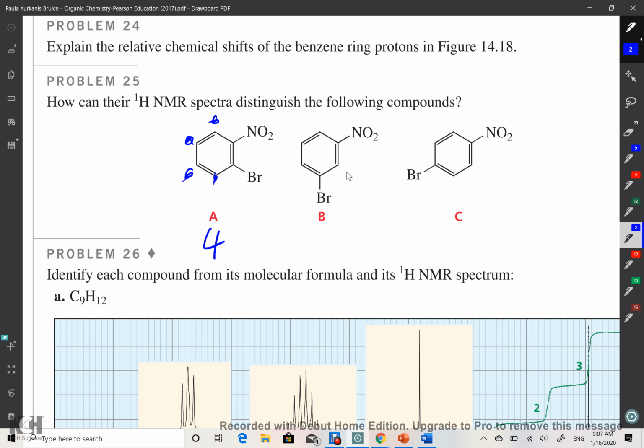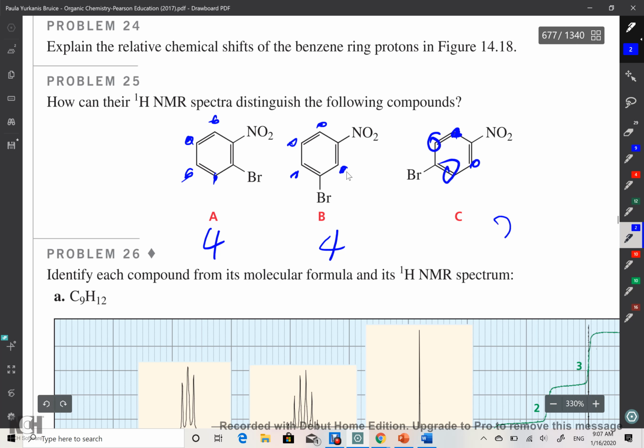Is that okay? What about B? How many signals do we expect to see for B? A signal there, right? For that proton. A signal for this one, a signal for this one, and a signal for that one. So for B, we also expect to see 4 signals. What about C? How many signals do we expect to see for C? We expect to see 2 signals for C. These and these are the same, so they will give us the same signal. Then this one and this one give us the same signal. So we'll have 2 signals for C.